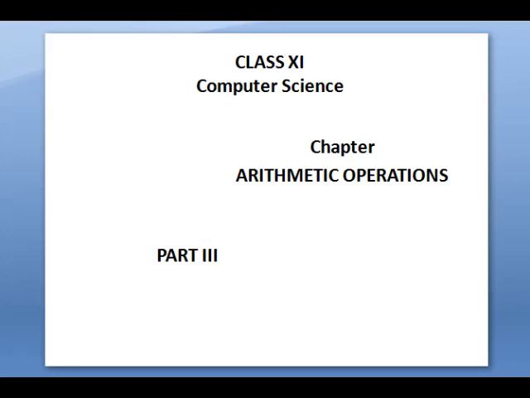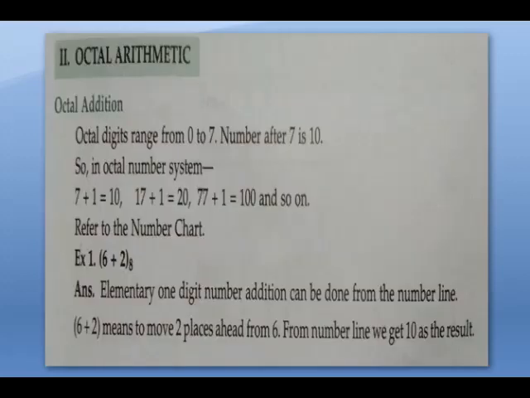Students, this is the third part of this chapter, arithmetic operations. Here we are going to see the octal arithmetic. Octal number means the base is 8. So the octal series will range from 0 to 7. After 7 the number is 10.